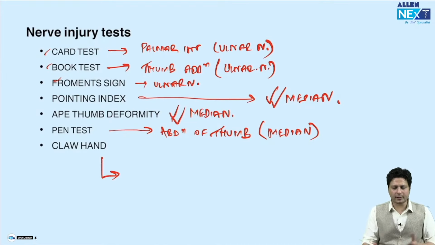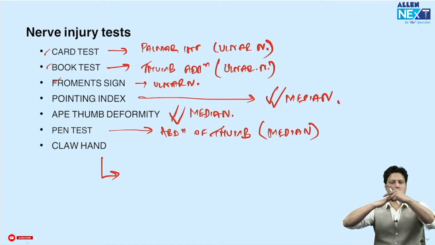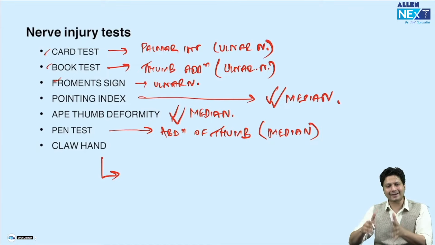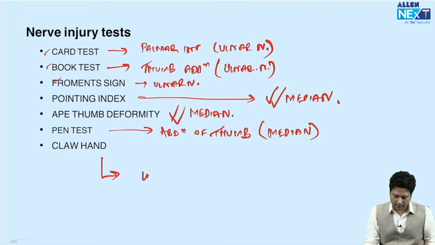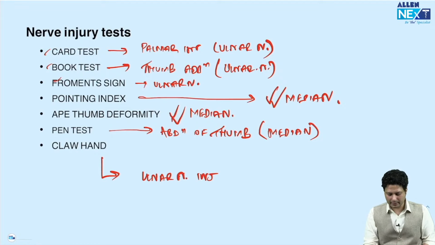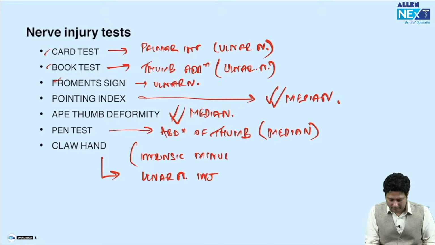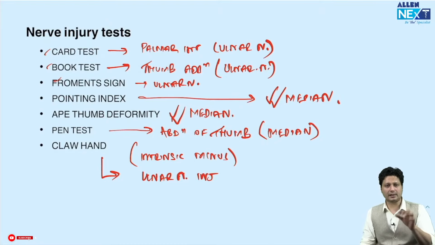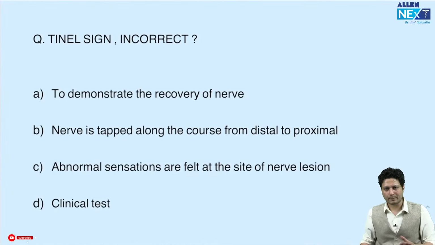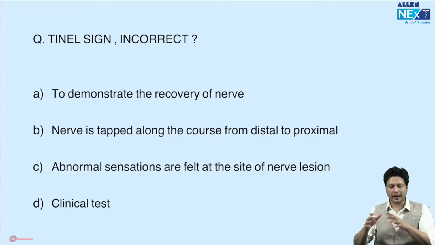Next, claw hand. You already know what the clawing is. There is extension of the metacarpophalangeal and flexion of the interphalangeal joints, and it is predominantly the result of ulnar nerve injury. Alright. This claw hand is also known as intrinsic minus deformity. So this is something which you have to practice again and again, because as I am saying repeatedly, at least one question they are going to ask straight away from this kind of topic, nerve injury related topic. And now the question is not going to be a one-liner. They are actually asking you the correct demonstration of these nerve injuries.